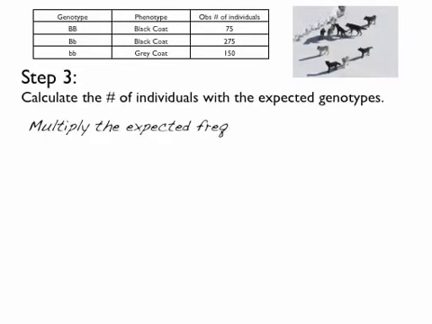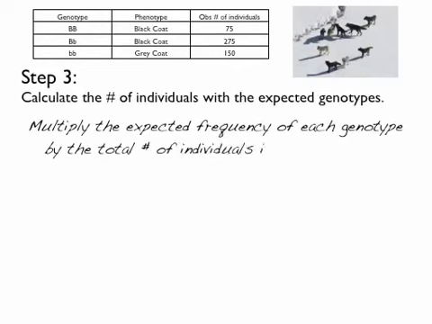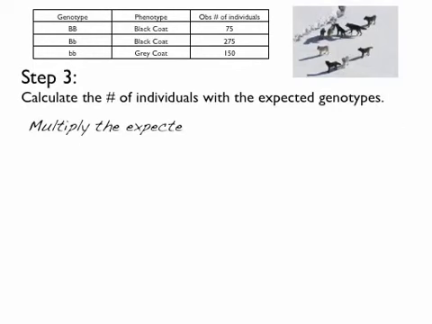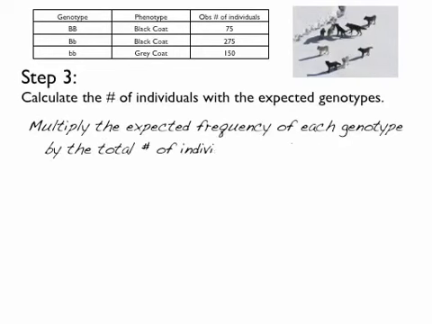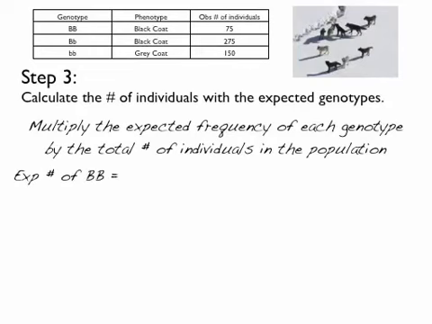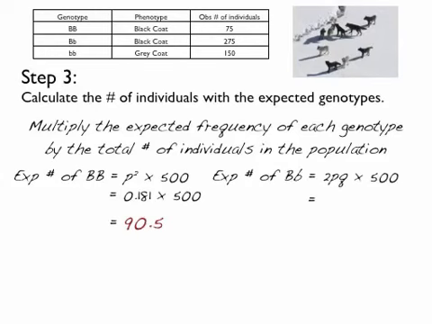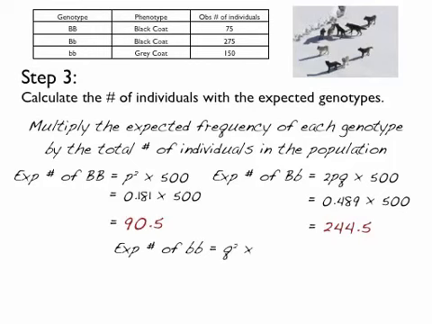So step 3 is to calculate the number of individuals with the expected genotypes. And this is a simple calculation because we multiply the expected frequency of each genotype by the total number of individuals in the population. So the expected number of homozygous dominant individuals is 0.181 times 500, which equals 90.5. Similarly, the expected number of heterozygote individuals is 2pq times 500, which comes out as 244.5. And finally, the expected number of homozygous recessive individuals comes out as 165.5 individuals.